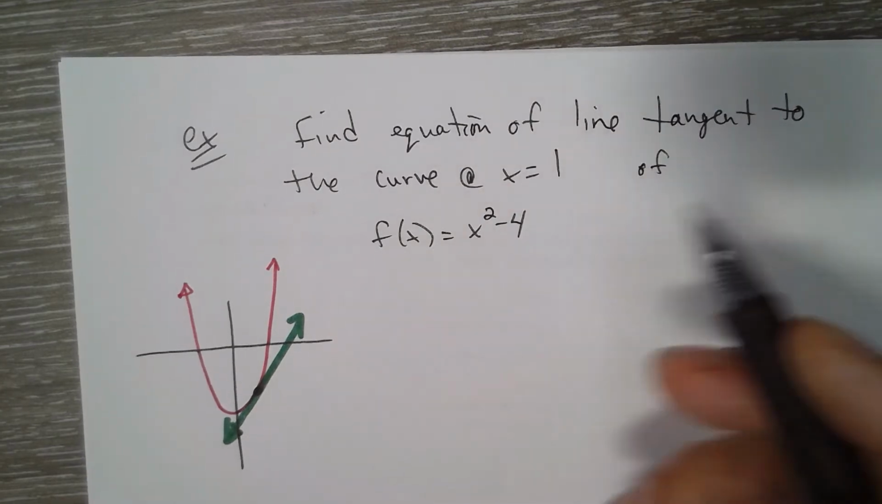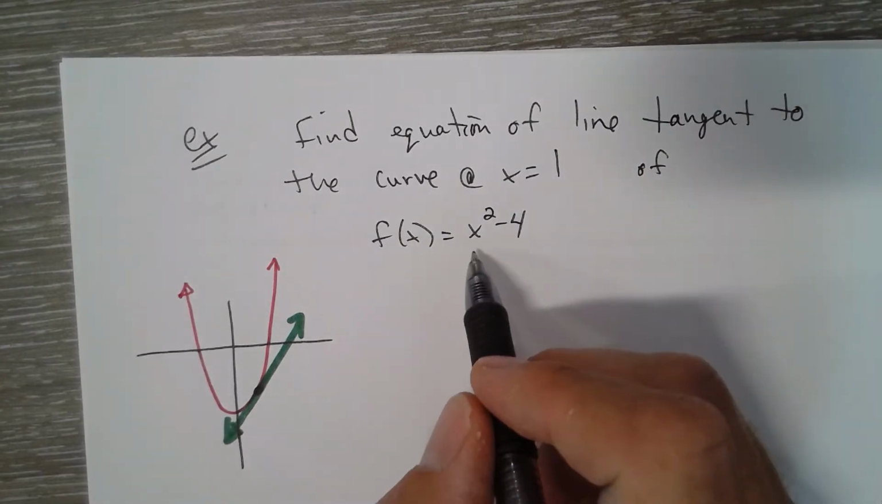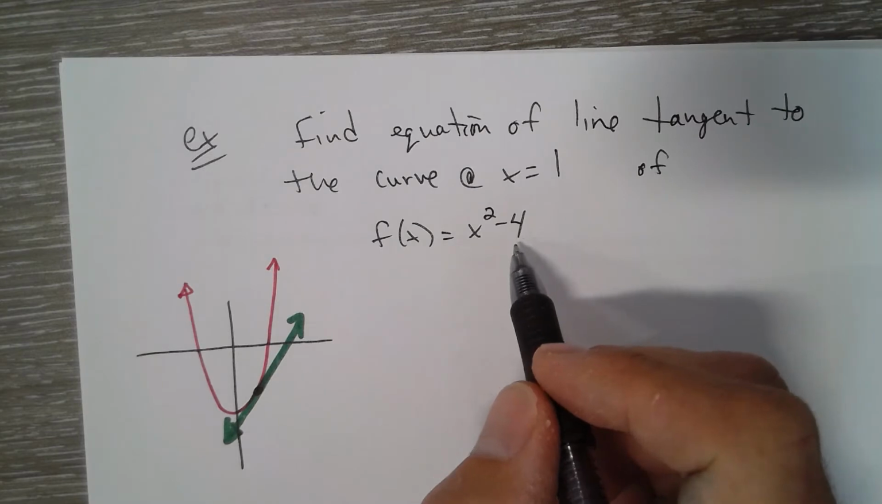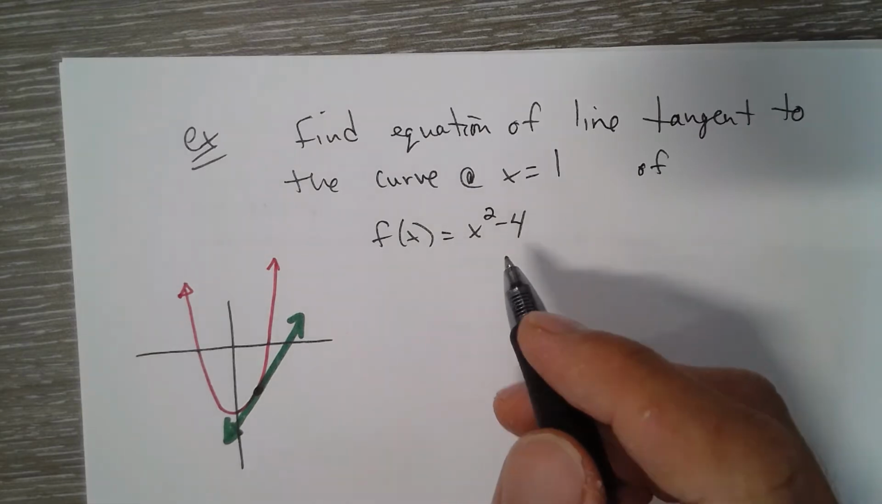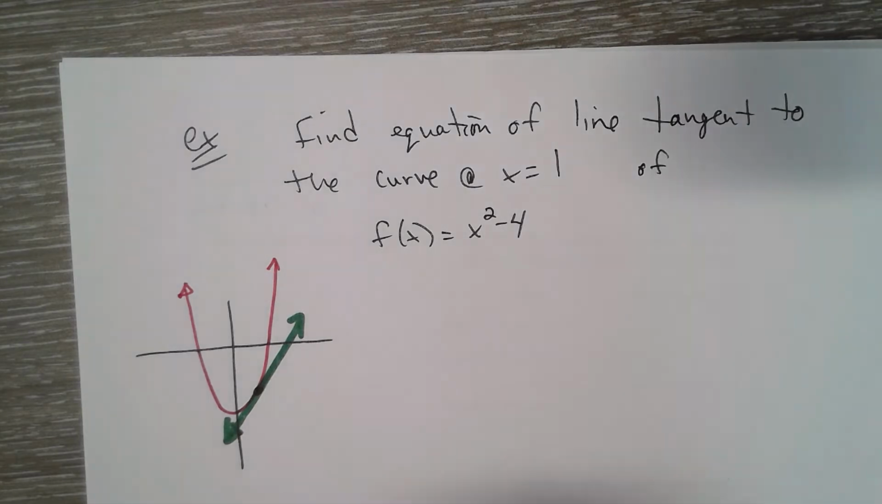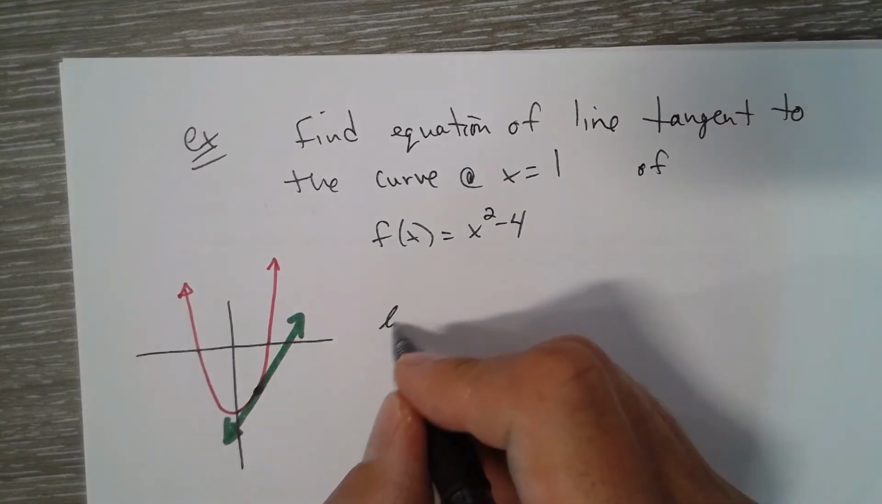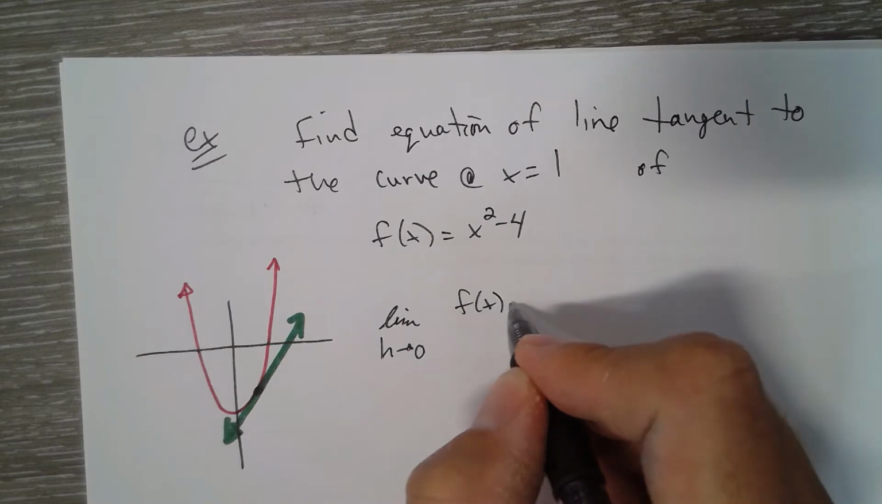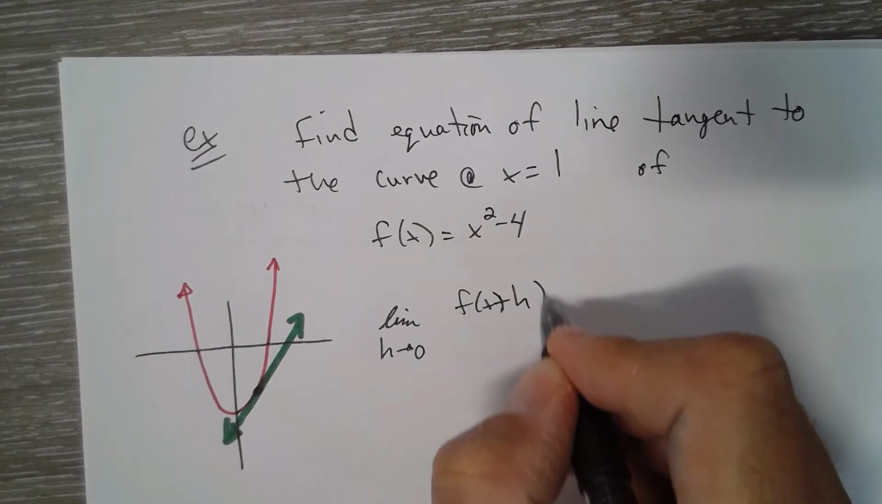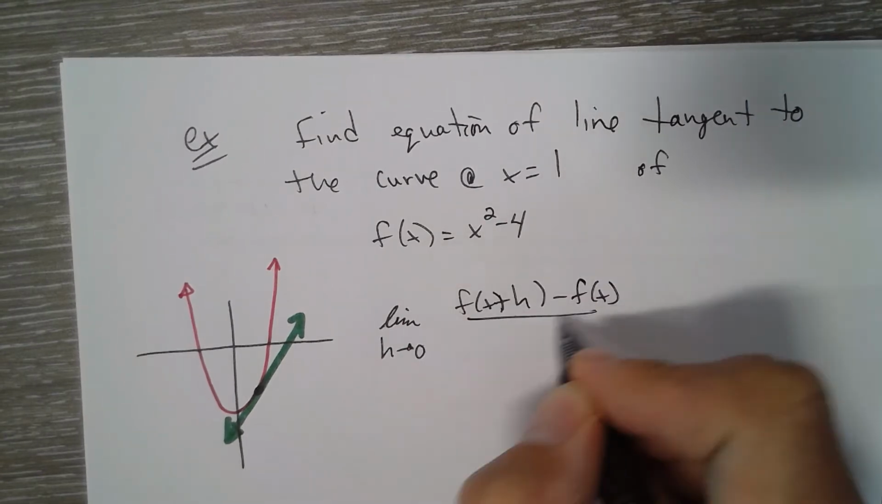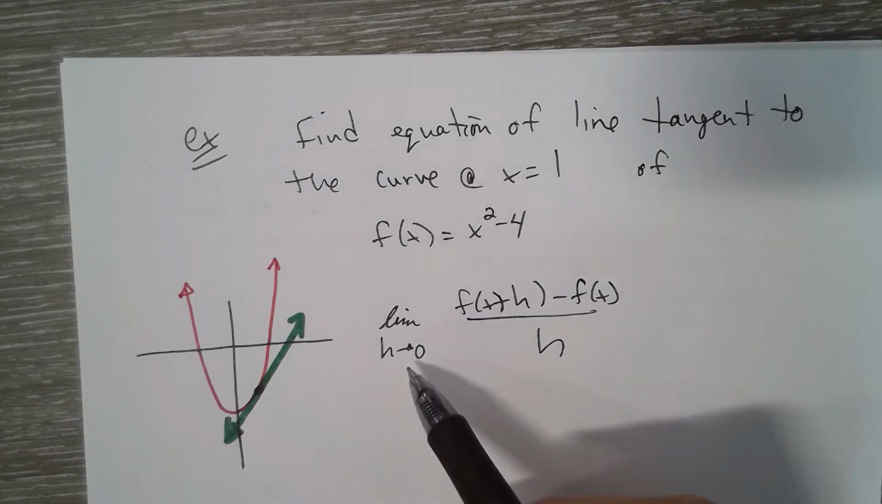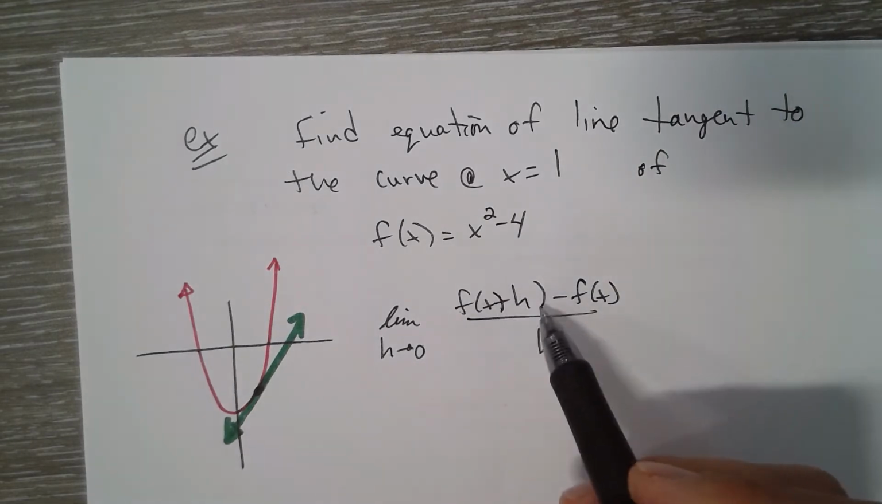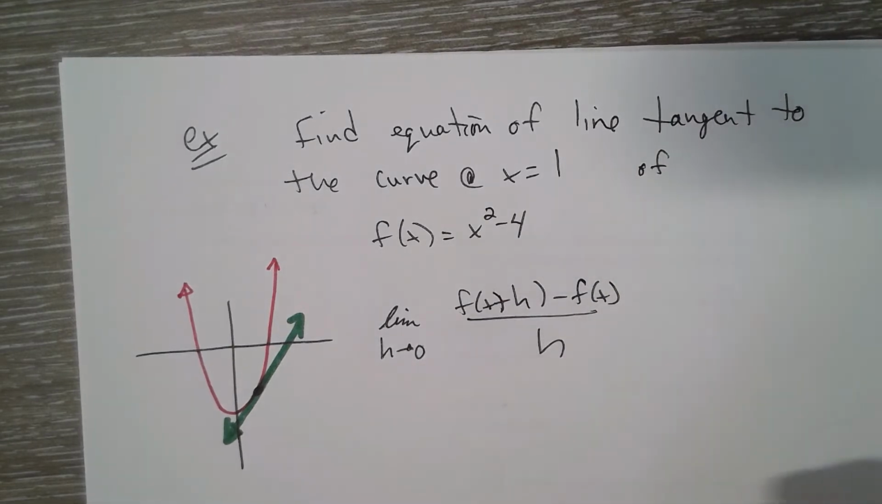The first thing you need to do to find the equation of a line is to know its slope. So to find the slope of x squared minus 4, we need to find its derivative. We need to find its slope, which is its derivative. And the definition of derivative is the limit as h goes to 0 of f of x plus h minus f of x, over h.